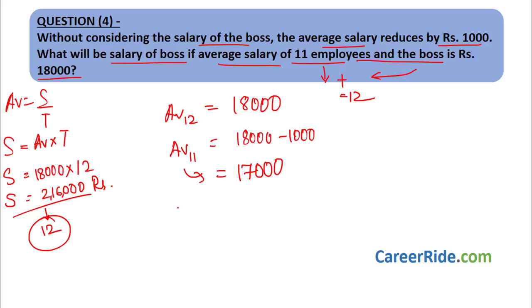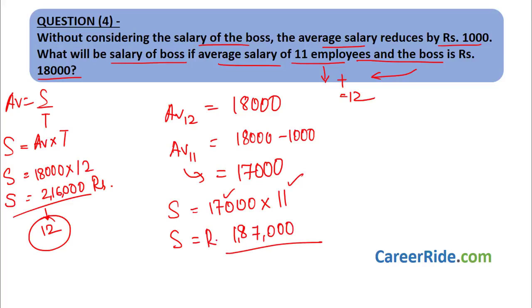So what is the total amount of salary for these 11 people? It would be average into total people. The total people are 11, because we are not considering the boss over here, and the average has also decreased by 1,000, please remember, right? So what we will get, 11 sevens are 77, 11 ones plus 7 is 1,87,000, right?